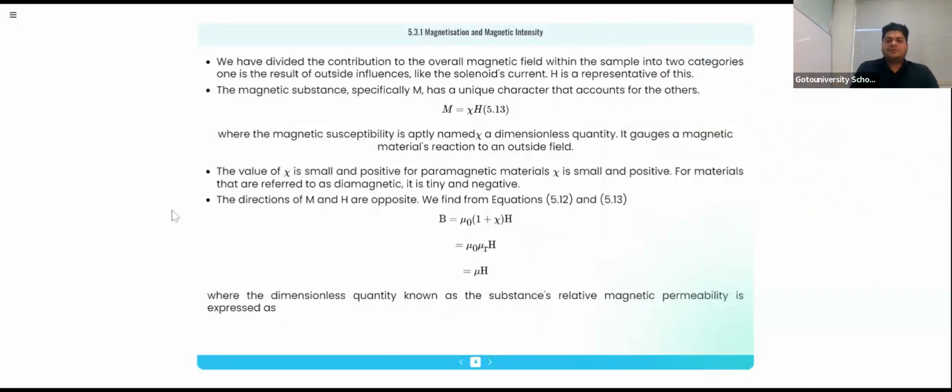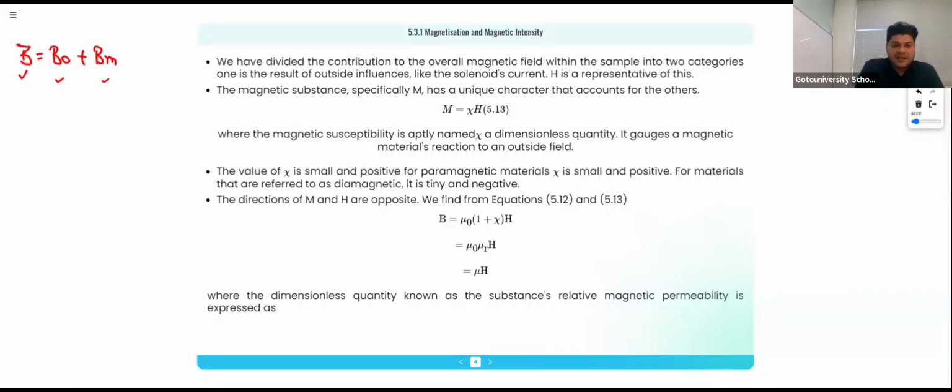Now, how this formula comes into the picture. We know that B is equal to B naught plus Bm. We have studied this just previously. What is B naught? It is the magnetic field intensity of the solenoid. Bm is the magnetic field intensity inside the material. B is the total magnetic field, or you can say net magnetic field.